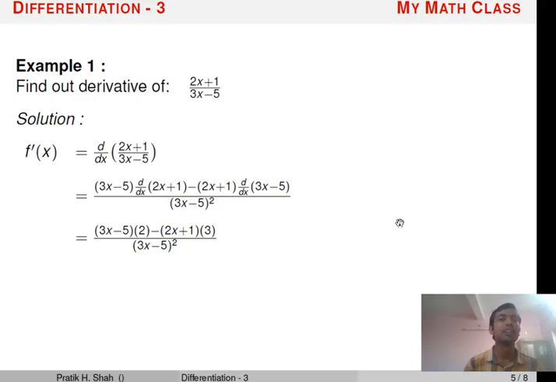So here the differentiation process is over, but we will proceed further for simplification. Multiplying these brackets, we get 6x minus 10 minus 6x minus 3, divided by 3x minus 5 whole square, which gives us minus 13 divided by 3x minus 5 whole square, which is the solution. Let's proceed to another example.